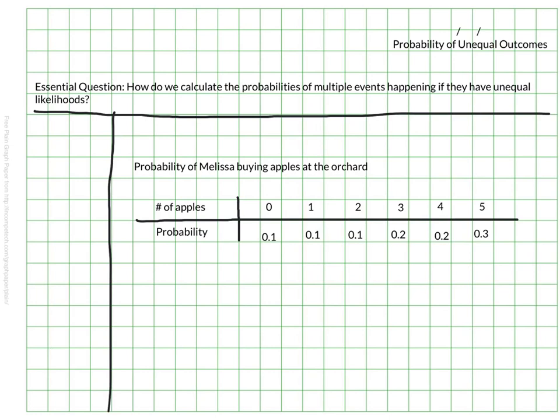And I want to point out that when Melissa gets to the orchard, it's not equally likely that she'll buy any number of apples, right? You can see here that she's more likely to get 5 apples by the time she gets all the way out there than she is to just get 1 or 2, right? So it's not all equal.